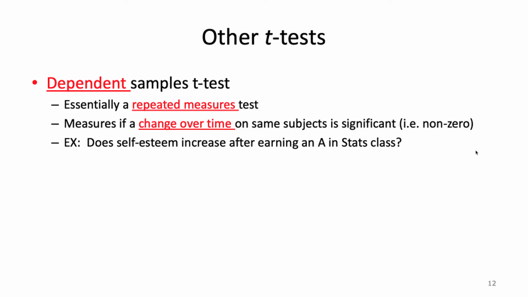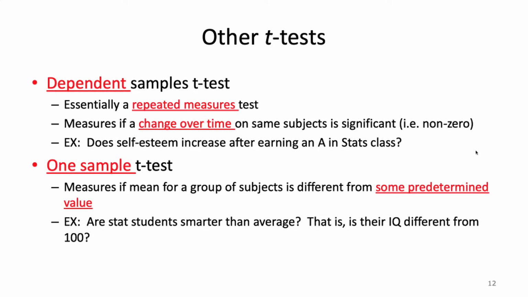The key here, the dependent samples, is that the sample is the exact same sample at time 1 as it is at time 2. The independent samples t-test is two completely different independent samples comparing the means. Here we compare the mean of a particular sample at time 1 to its mean of the same sample at time 2.